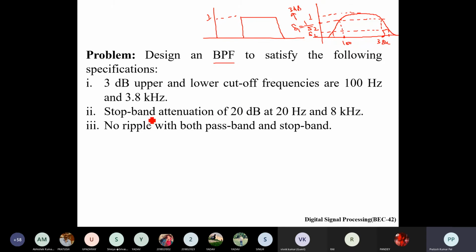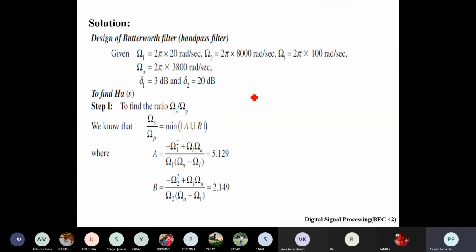The next is that the stop band attenuation is 20 dB at 20 hertz. So this will be your 20 hertz, and the next one will be your 8 kilohertz. This is how the specifications should be depicted in the magnitude response, and there is no ripple in the stop band and pass band. So there is no ripple in either of the cases.